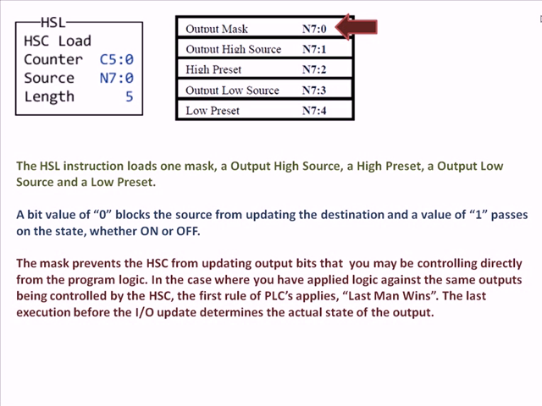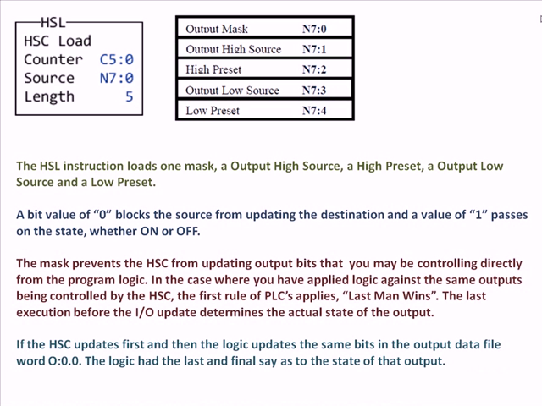And since these occur independent of each other, I can see some applications where you would control the output from the logic but override it with a high-speed counter. If the high-speed counter updates first and then the logic updates the same bits in the output data file, word 0, the logic had the last and final say as to the state of that output.